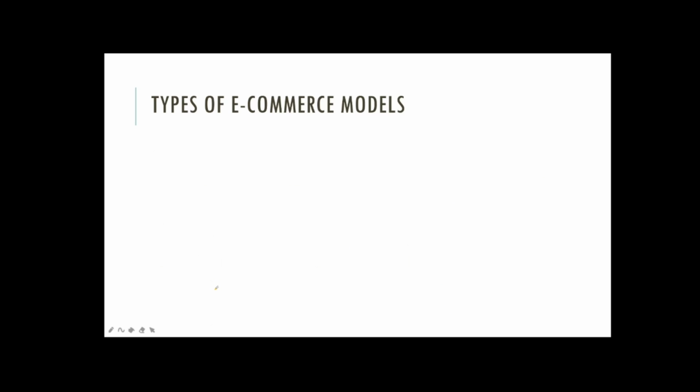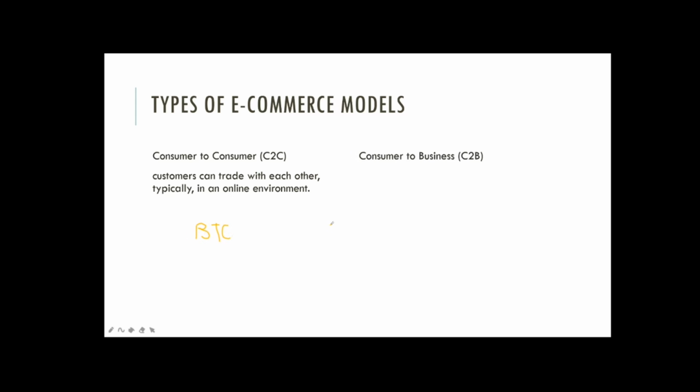Another e-commerce model is consumer to consumer or C2C. Here, customers can trade with each other, typically in an online environment. So for example, auctions, classified advertisements, and now we have cryptocurrency, Bitcoin trading. And for consumer to business or C2B, an individual consumer sells their goods or services to a business, for example, an online influencer offering to promote a business to their audience for a fee. So that's how C2B works.